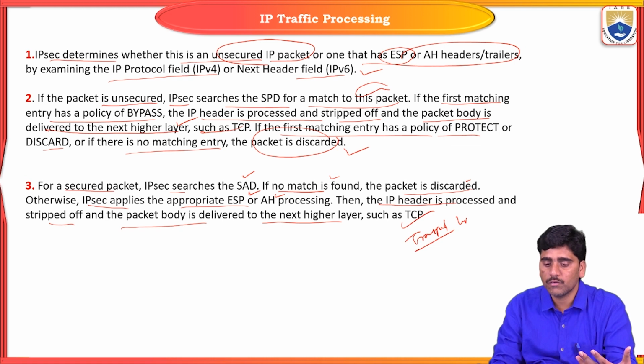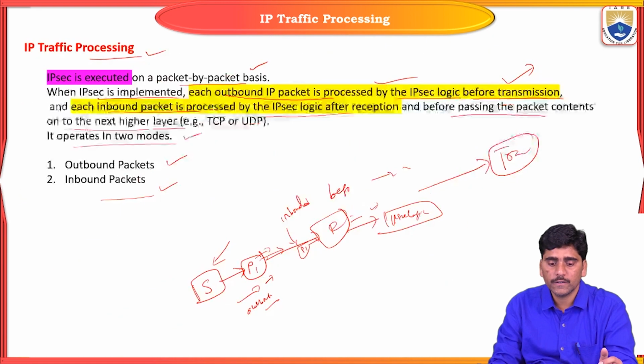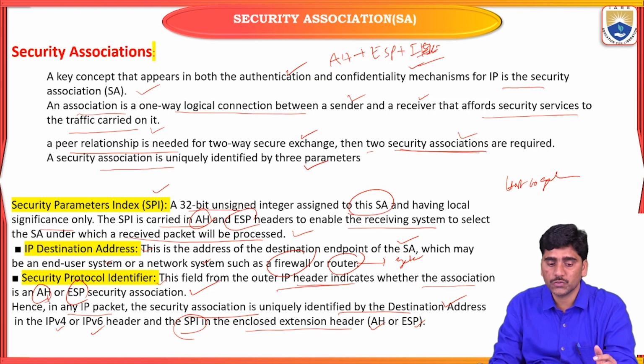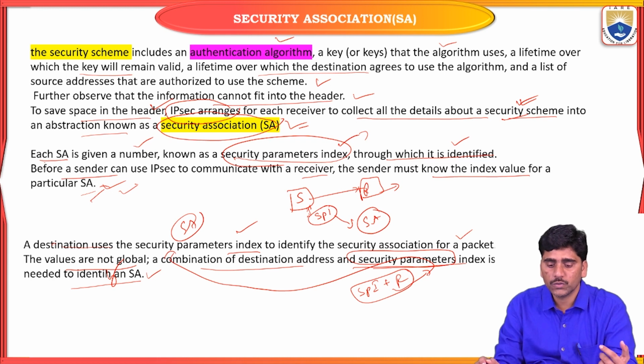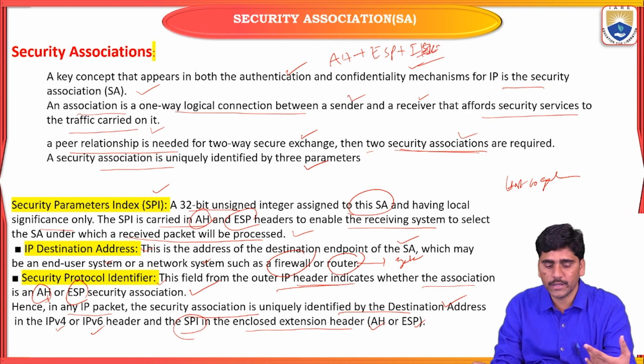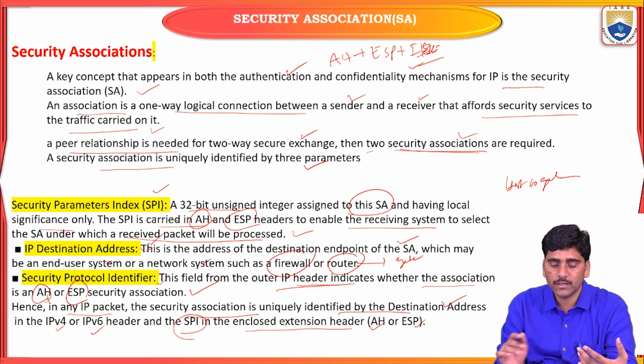Once again, we will revise the topics we discussed. The first concept is the security association. In a simple way, a security association is a collection of all the different data or details about security schemes that are implemented with the help of authentication algorithms and security algorithms. Each and every security association has fields like the security parameters index, IP destination address, and security protocol identifier also.